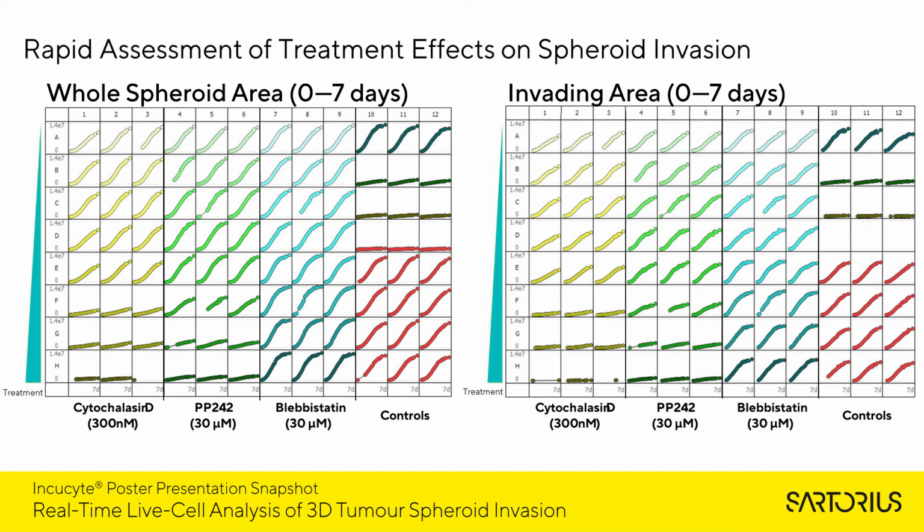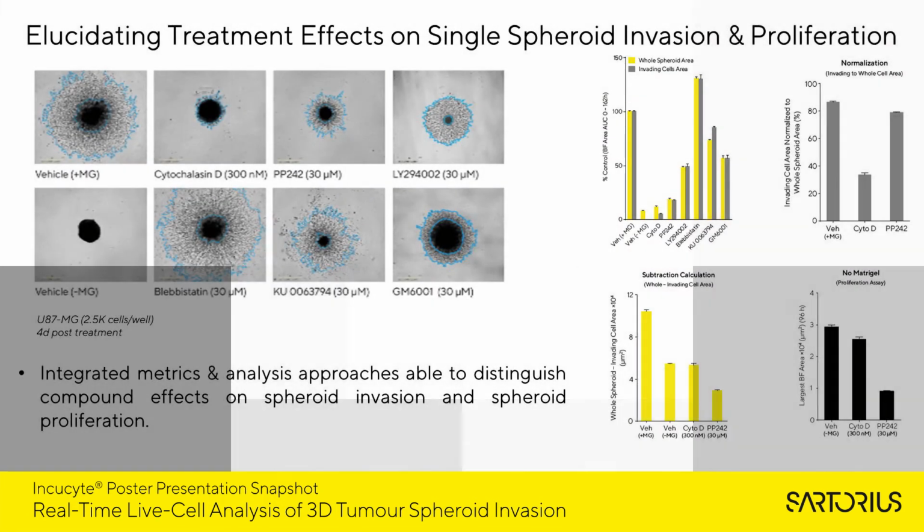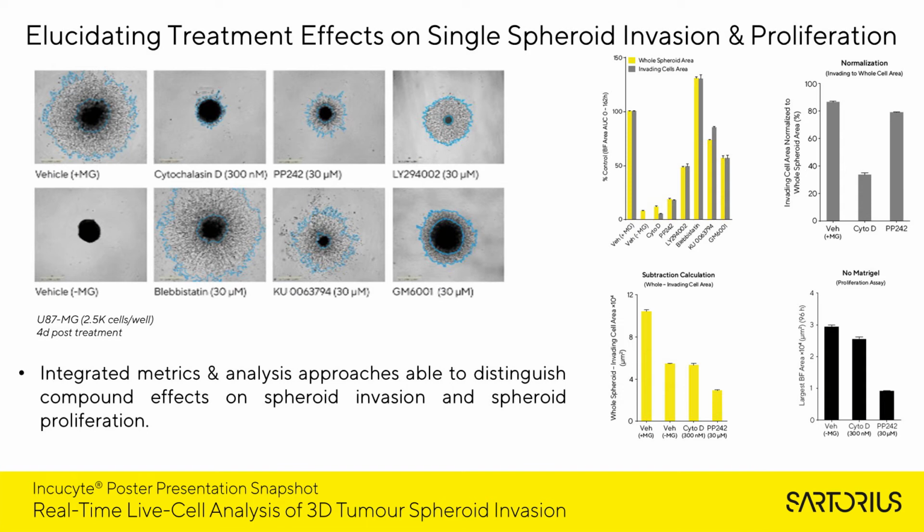And you can see, looking at these plate views of the whole spheroid area and invading cell area, that cytochalasin D and PP242 inhibited invasion in a concentration-dependent manner, while little effect was observed by blebbistatin. A panel of known antimetastatic compounds were then tested for their effect on U87 spheroid invasion. Spheroid invasion properties were kinetically quantified using IncuCyte's bright field size metrics as I've described previously, and the representative bright field images taken 4 days post-treatment showed a wide range of inhibitory effects on spheroid invasion.